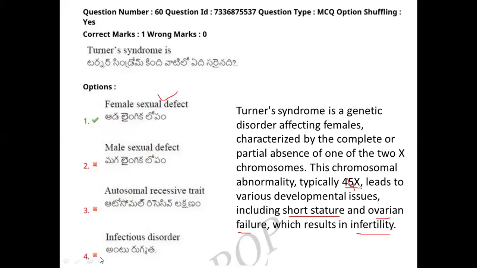There is another one, Klinefelter's syndrome. It is a male sexual defect. A male should have 1 X and 1 Y chromosome, but here he will have 2 X chromosomes and 1 Y chromosome. Done. So there are a total of 47 chromosomes. If there are 45 chromosomes, it is Turner, and if there are 47 chromosomes, it is Klinefelter's syndrome, a male sexual defect.